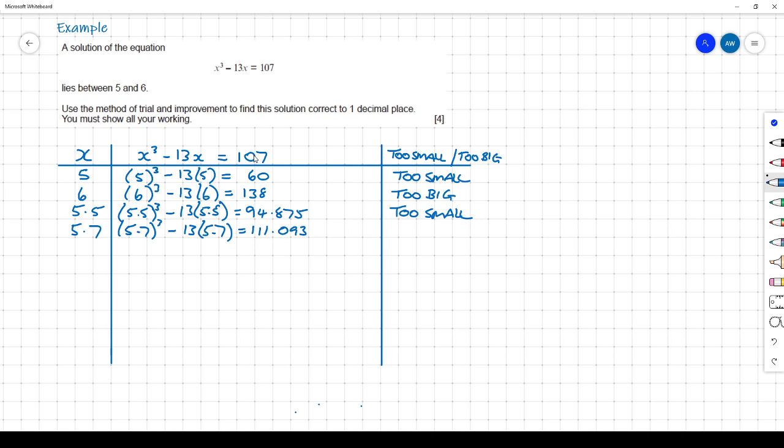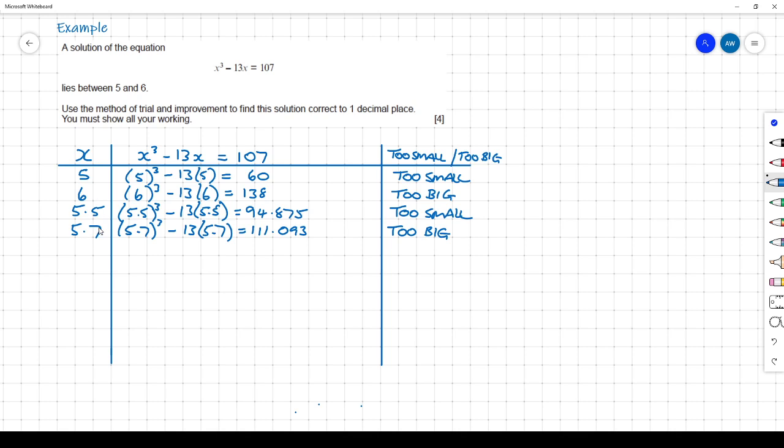111.093. Comparing that to 107, that's too big. Okay, so 5.5 gave us an answer that was too small. 5.7 gave us an answer that was too big. So to one decimal place, because they only want us to find an answer to one decimal place, there's only one value left, isn't there?